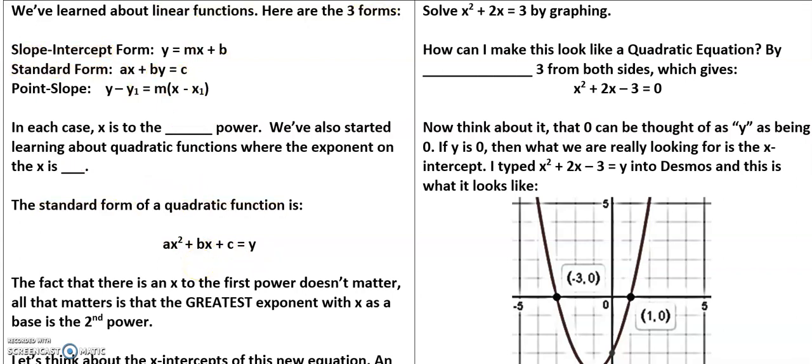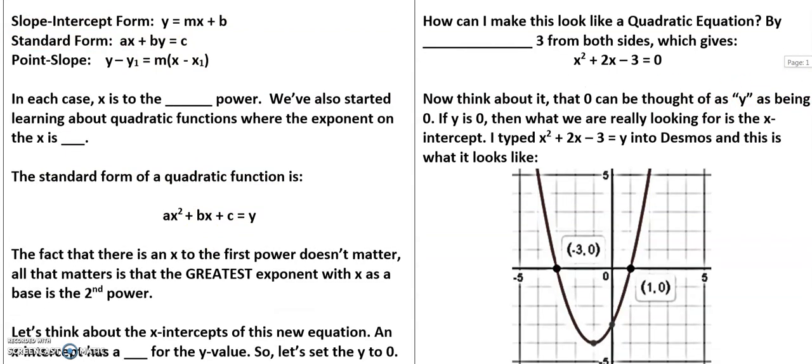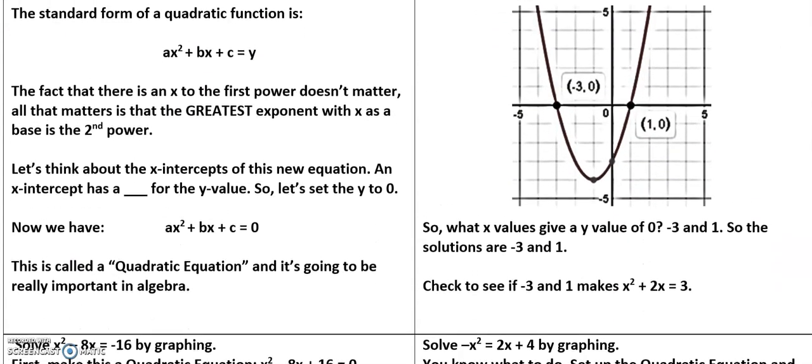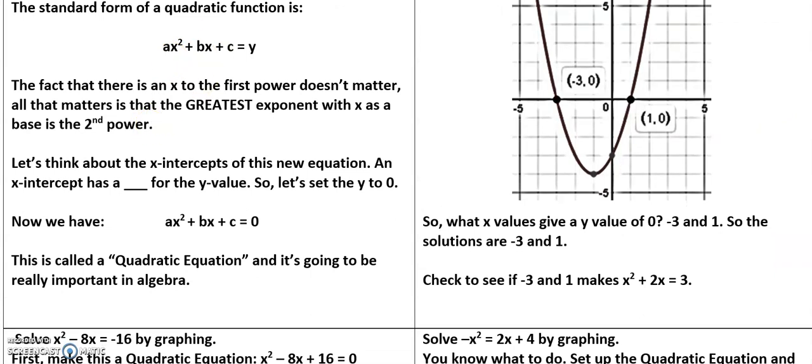Okay, let's go ahead and scroll down so we can see what else is down here. Let's think about the x-intercepts of this quadratic function. Where does an x-intercept occur? Well, if you're on the x-axis, what's your y value? It's 0. So an x-intercept has 0 for the y value. So let's set the y to 0.